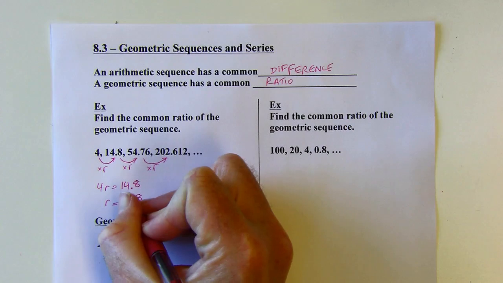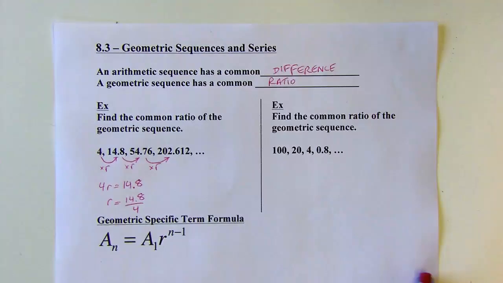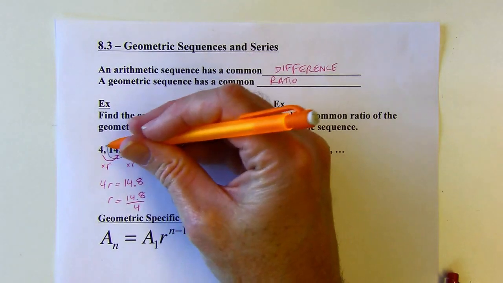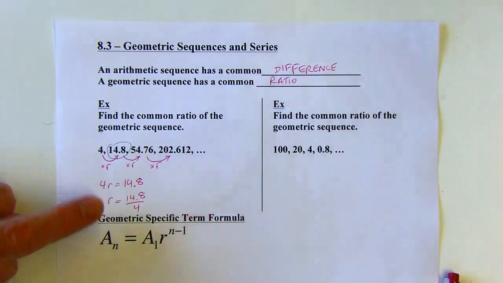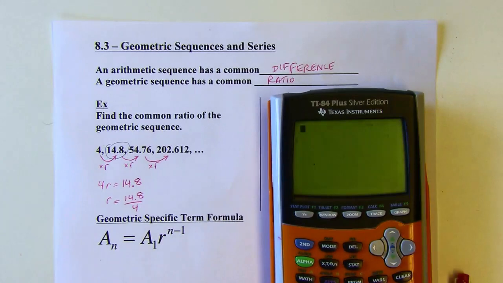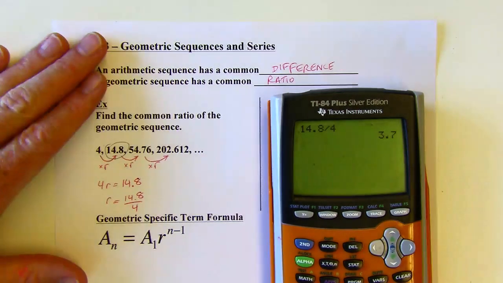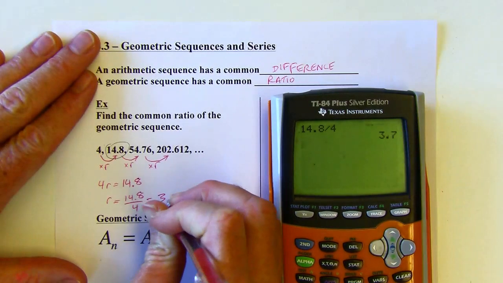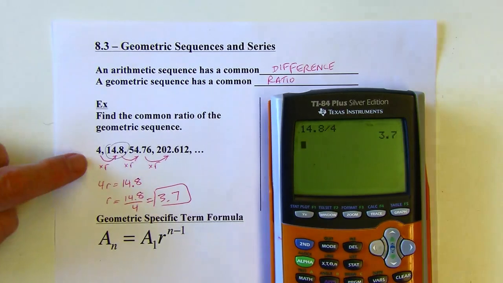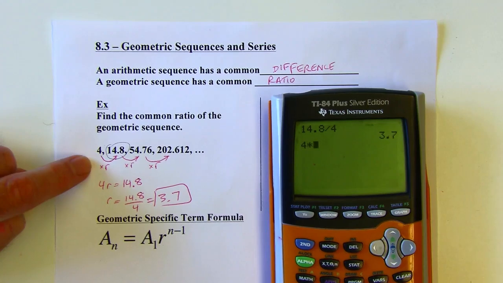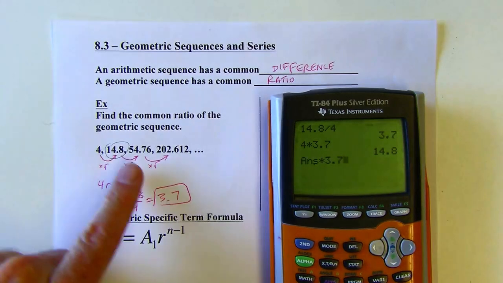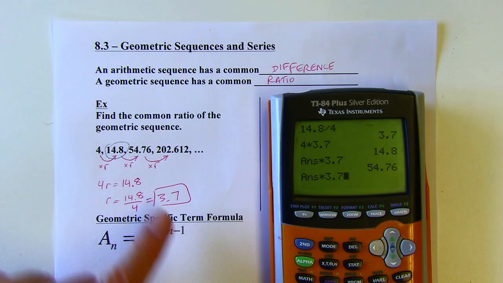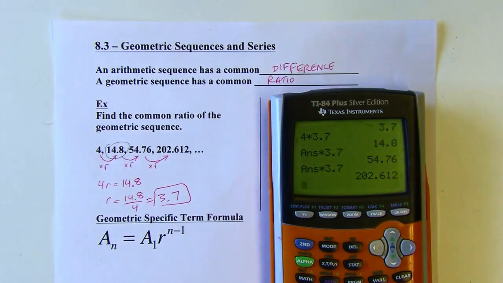Just as a little shortcut, you can always take any term, like the 14.8, and divide by the previous term. So 14.8 divided by 4 will give you the ratio. Let me put that in my calculator. 14.8 divided by 4 is 3.7. So here is my common ratio. And you can test it out too. If I take 4 times 3.7, that should give you 14.8, then I can multiply by 3.7 again to get the third term, and so forth. I can test it going down the line, and it does produce those other terms.